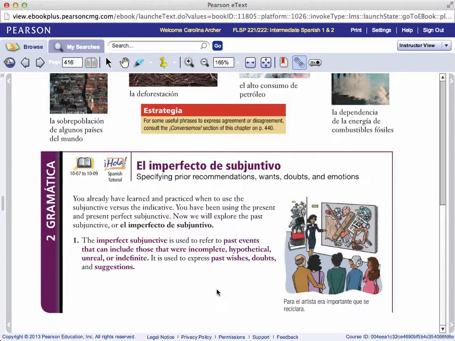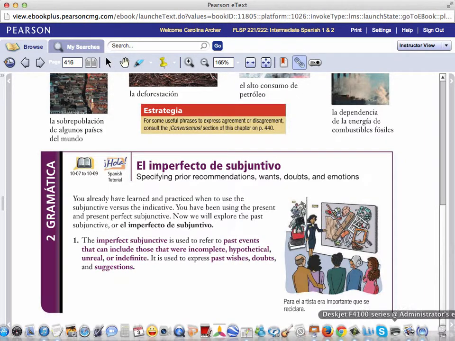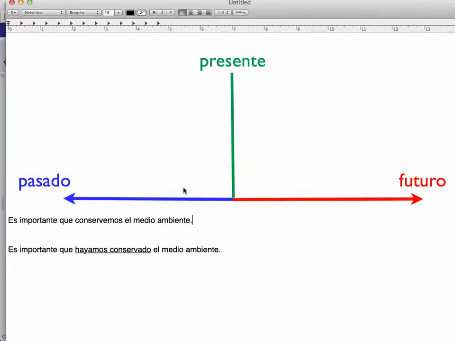So if we go back to our chart here, we are going to say era importante, because we're not going to start here in the present, we're going to start in the past. Era importante, something was important at that time. So, era importante que recicláramos el medio ambiente. So that's how it's going to change now. The main clause is going to be in the past. Era importante que recicláramos el medio ambiente. So something was important in the past.